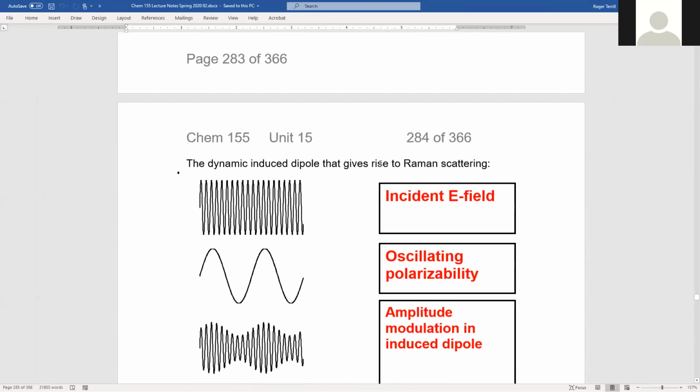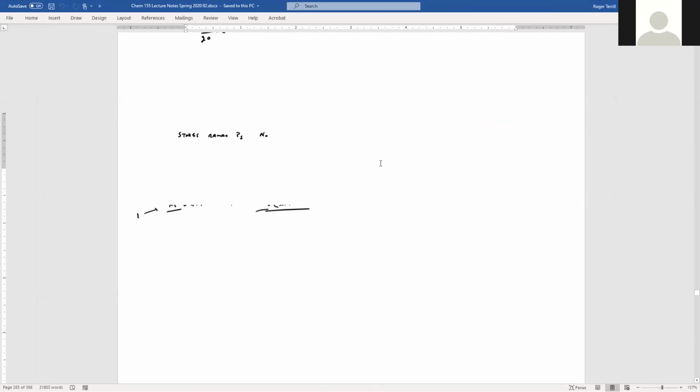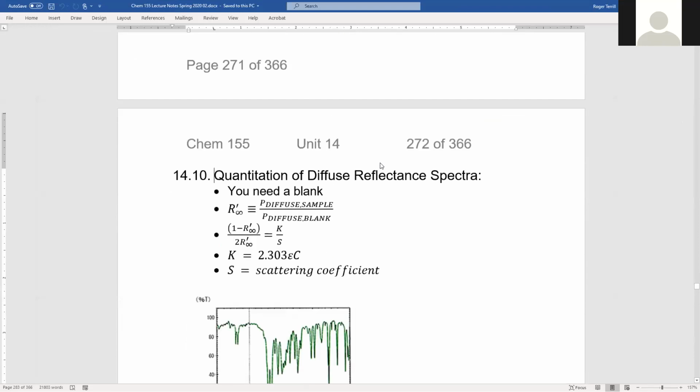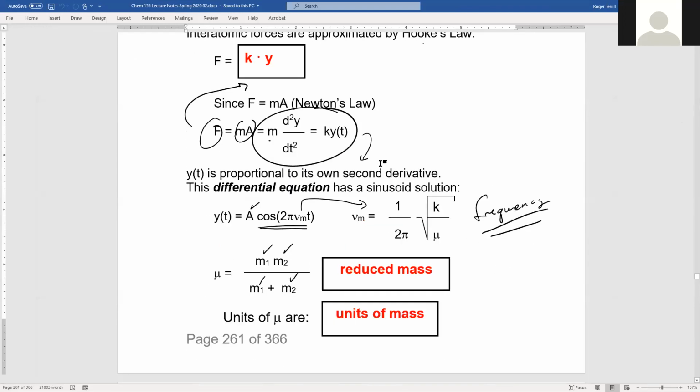Today I think we're going to talk a little bit about FTIR sampling, and then a little bit about Raman, and I think that should probably do us for the day.